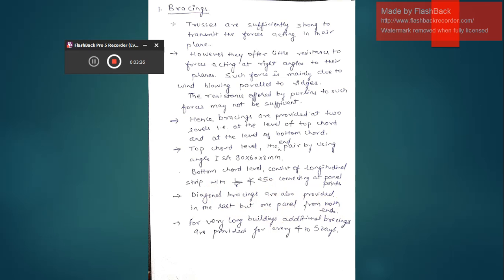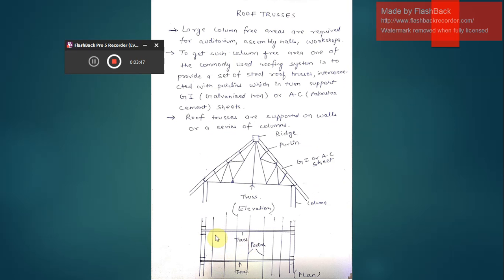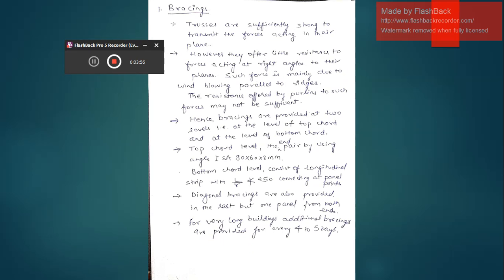And for very long buildings, additional bracings are provided for every 4 to 5 bays. You can see that this is a bay. The spacing between two roof trusses forms a bay. For very long buildings there are a large number of bays, so additional bracings are also provided, other than the last but one panel, at every 4 to 5 bays.